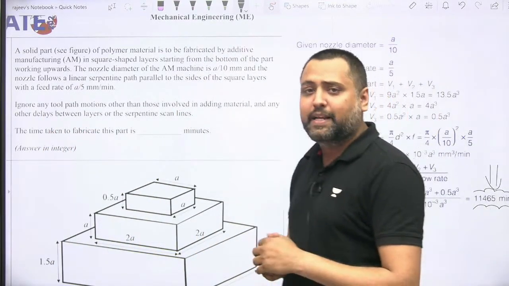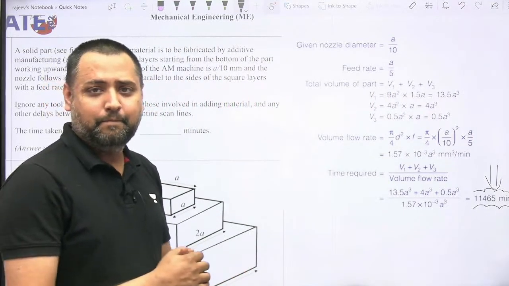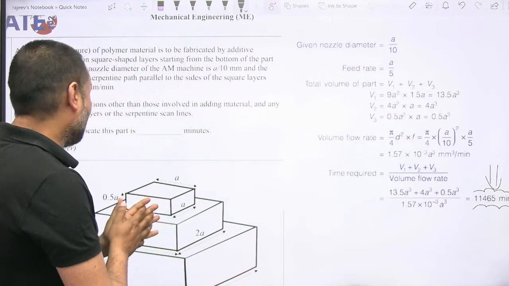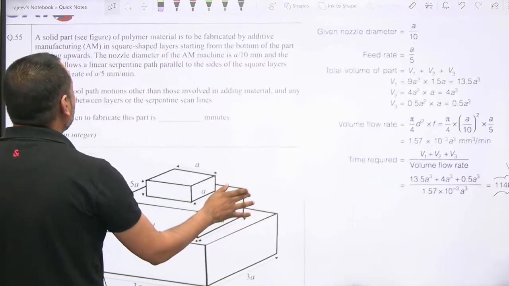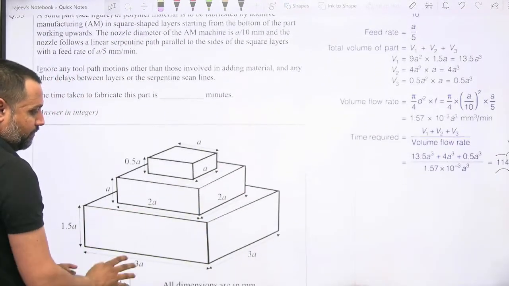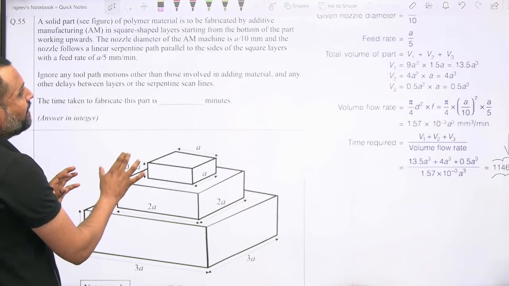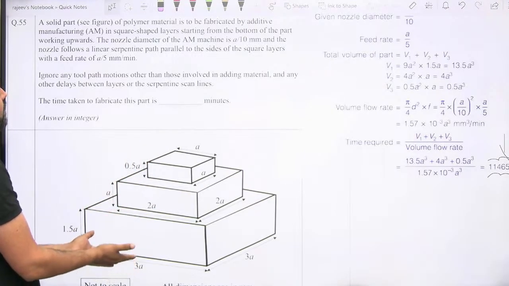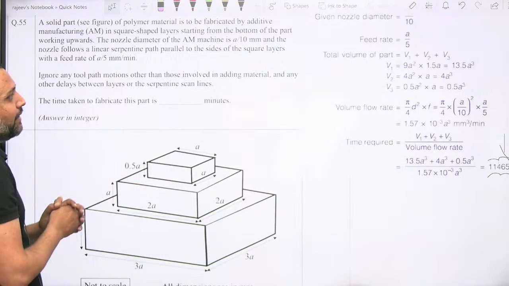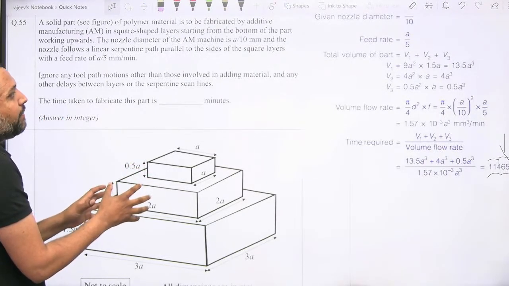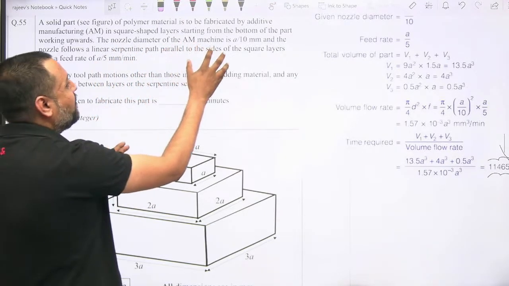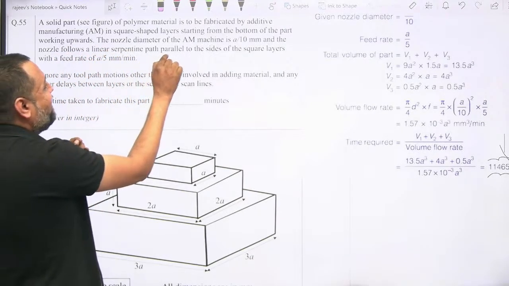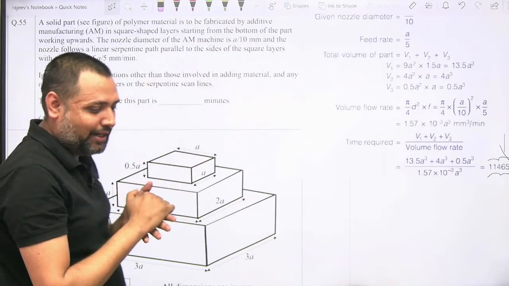At first, let me explain what is done in this solution that I am saying is wrong. This is the question, my dear students. This is the solid part that is being fabricated by the additive manufacturing process. Square shaped layers are there, starting from the bottom and working upwards. To build this product, they have used a nozzle whose diameter is A by 10 mm, and the nozzle follows a linear serpentine path parallel to the sides of the square layers.